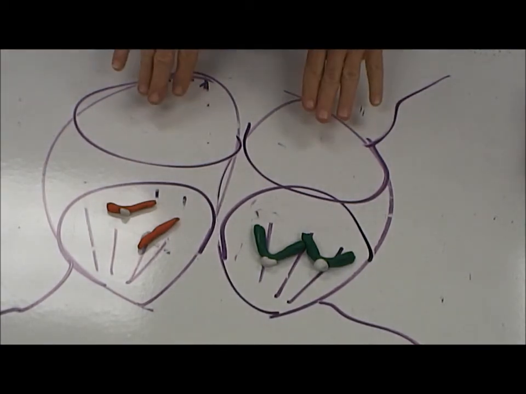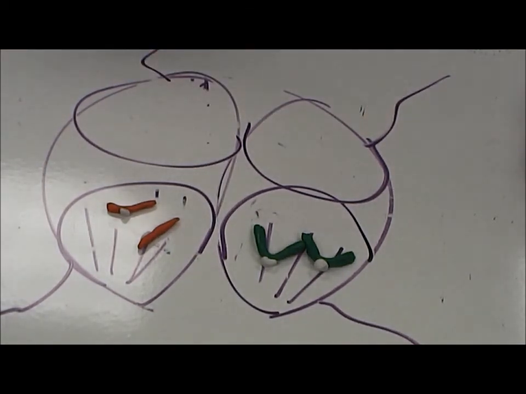I can get an empty sperm, a no sex chromosome sperm. It's not empty, it's got the 22 autosomes. It's a no sex chromosome sperm from either nondisjunction in meiosis 1 or nondisjunction in meiosis 2.